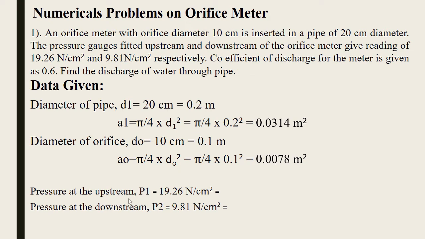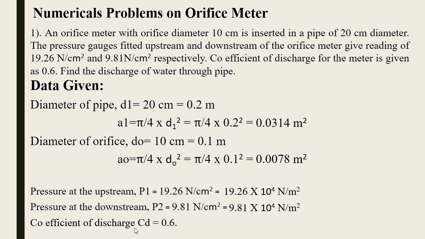Now the pressure at the upstream, I have shown it is P1, right? P1 is upstream, so it is 19.26 Newton per centimeter square. But to make it in Newton per meter square, you multiply it by 10 raised to 4. So it becomes 19.26 into 10 raised to 4 Newton per meter square. Similarly for downstream, it will become 9.81 into 10 raised to 4 Newton per meter square, and he has given the coefficient of discharge as 0.6.